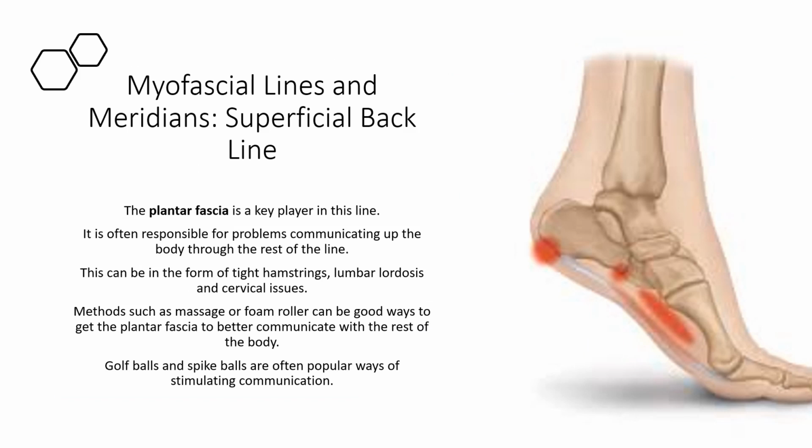The plantar fascia is a key component of this line, or a key player, which is often responsible for problems communicating up the rest of the line. This can be in the form of tight hamstrings, lumbar lordosis, or cervical issues, or a combination of all of them. Things like massage or self-myofascial release through foam rolling or using instrument-assisted massage tools can be good ways to get the plantar fascia to communicate better with the rest of the body, because it's the first point that's in contact with the floor. If there's a shortening or problem there, it will rob space and motion from the structures above it, creating a knock-on domino effect up the rest of the chain.